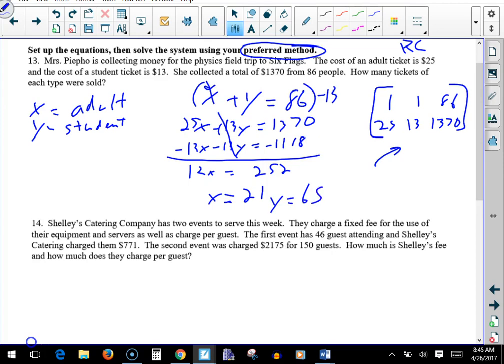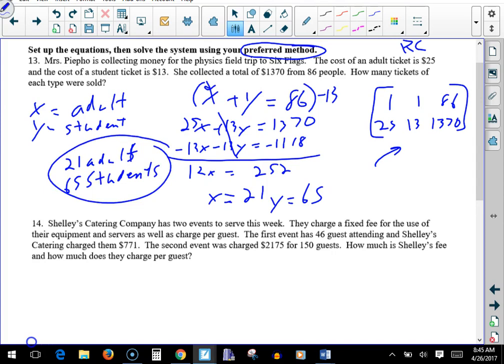So that means I'm not done yet. That means 21 adults and 65 students. That's my answer. If you don't go all the way to this point, you will not get full points. You've got to write out in words what the answer is. And again, if you were to run a matrix, it would look like this: 1, 0, 0, 1, 21, 65.